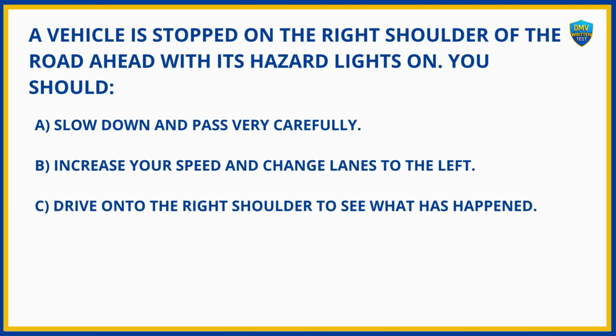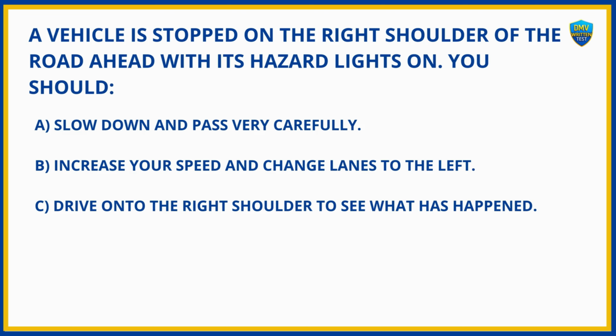A vehicle is stopped on the right shoulder of the road ahead with its hazard lights on. You should A. Slow down and pass very carefully. B. Increase your speed and change lanes to the left. C. Drive onto the right shoulder to see what has happened. And the answer is A. Slow down and pass very carefully.